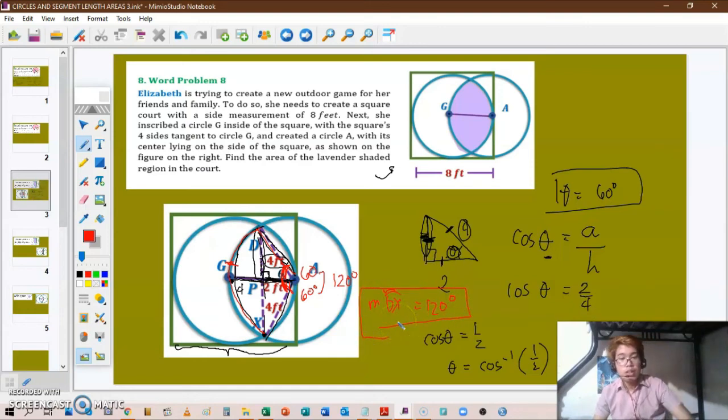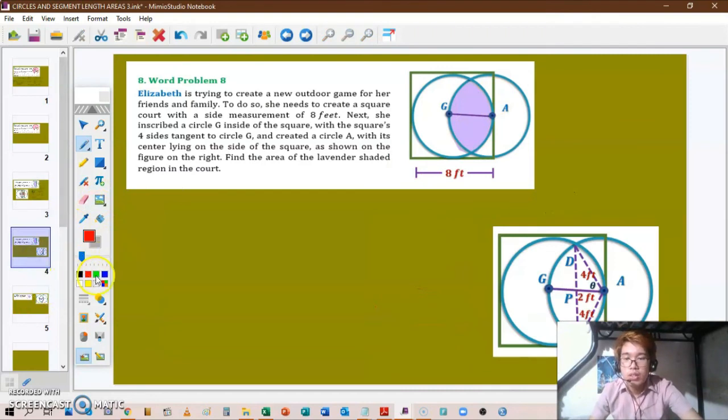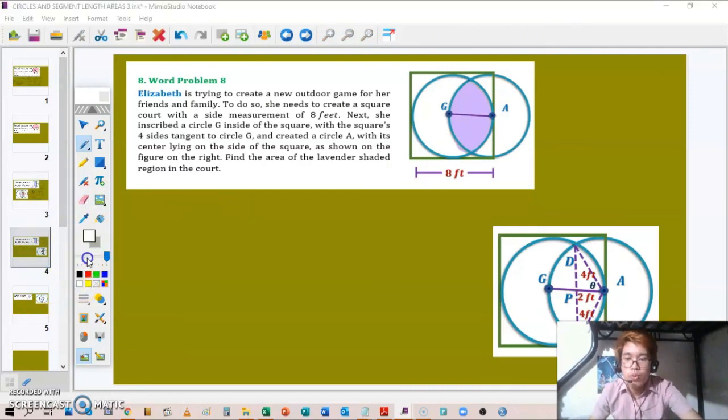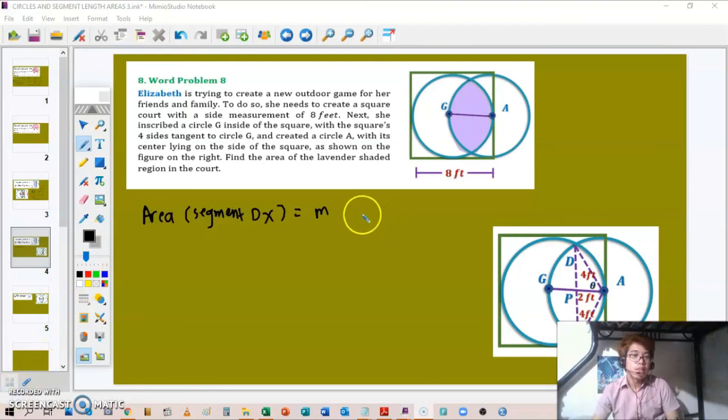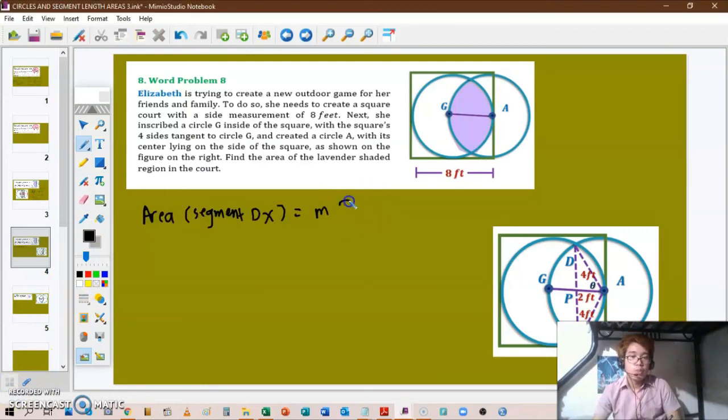And from here, guys, we can now solve for the area of the segment. We just use the formula for finding the area of a segment. We solve first for the sector, and then we subtract the triangle from that one. So the area of segment DX is equal to the measurement of arc DX over 360 multiplied by the area of the circle, pi r squared, minus 1/2 r squared sine theta. This is the formula for finding the segment.